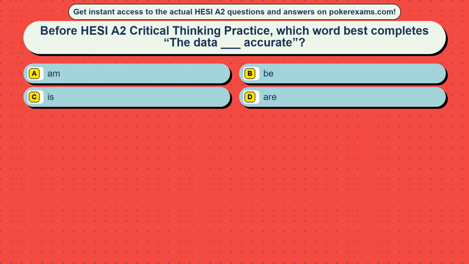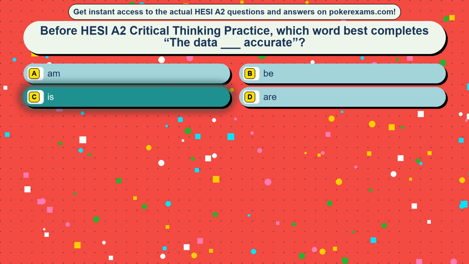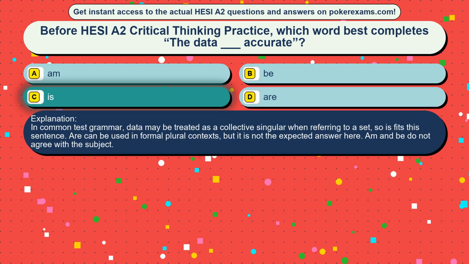Question 35. Before HESI A2 critical thinking practice, which word best completes the sentence: the data blank accurate? Option A, them, option B, option C, is, option D, the. The correct answer is option C, is. In common test grammar, data may be treated as a collective singular when referring to a set, so is fits this sentence. Are can be used in formal plural contexts, but it is not the expected answer here. A and B do not agree with the subject.